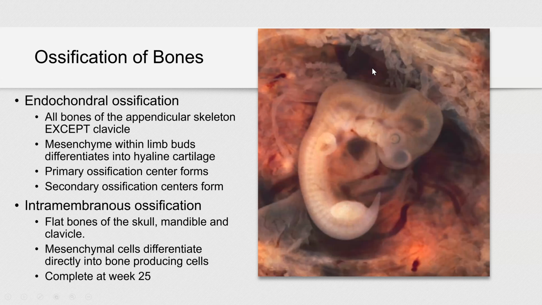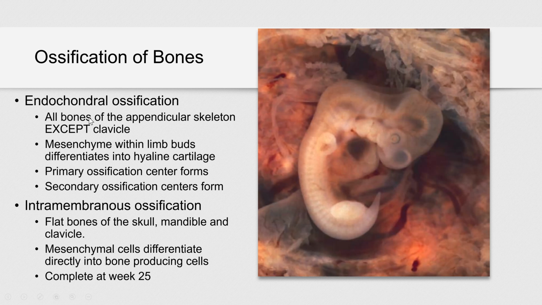So either we form a membrane, connective tissue membrane first, and then this membrane ossifies, it becomes a bone. And this is called intramembranous ossification. So if you have membrane and you start ossification within this membrane, it will be intramembranous ossification. Or you're gonna start with cartilage, hyaline cartilage, and then cartilage will ossify, turning into a bone, then we call it endochondral ossification.